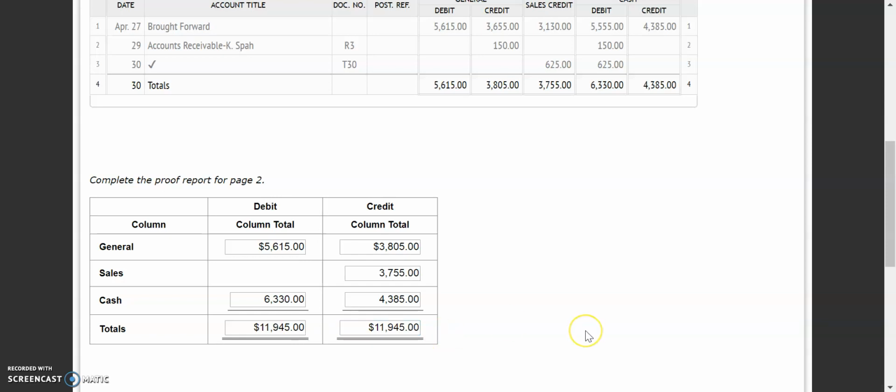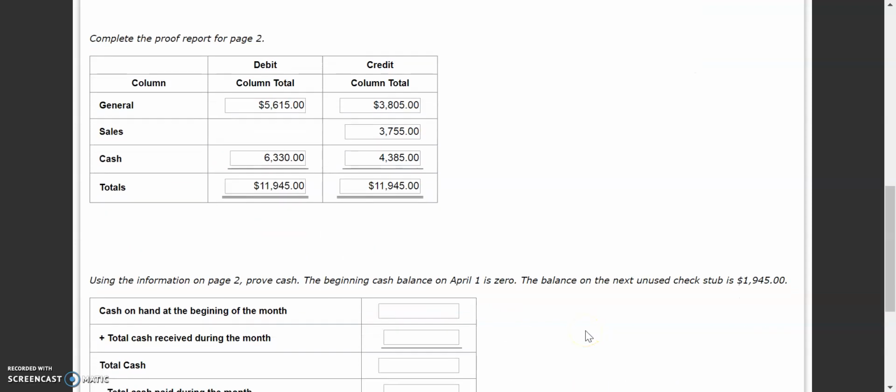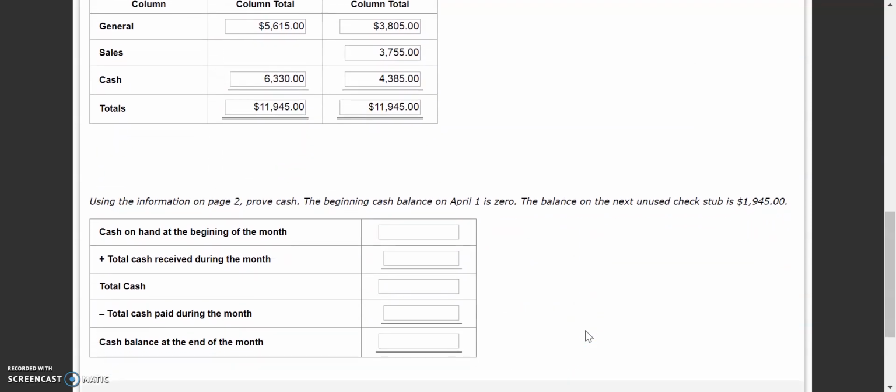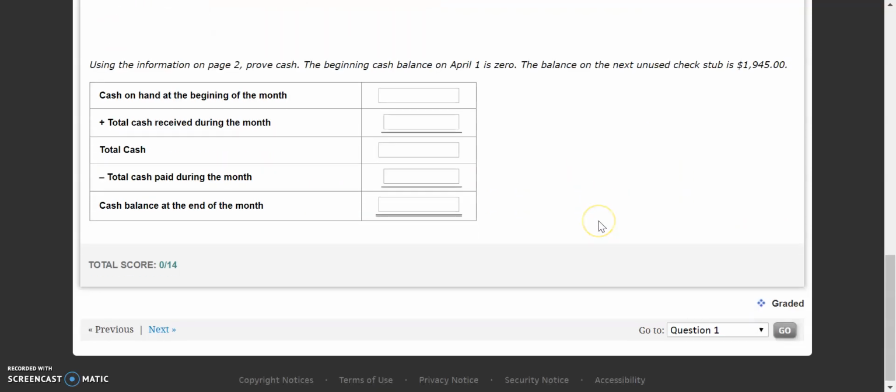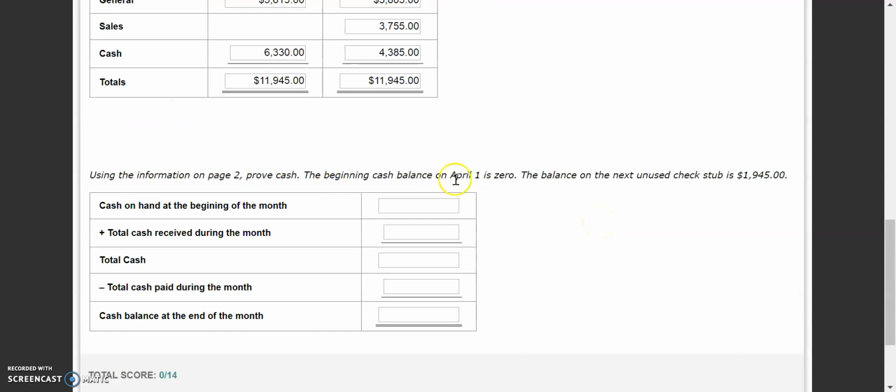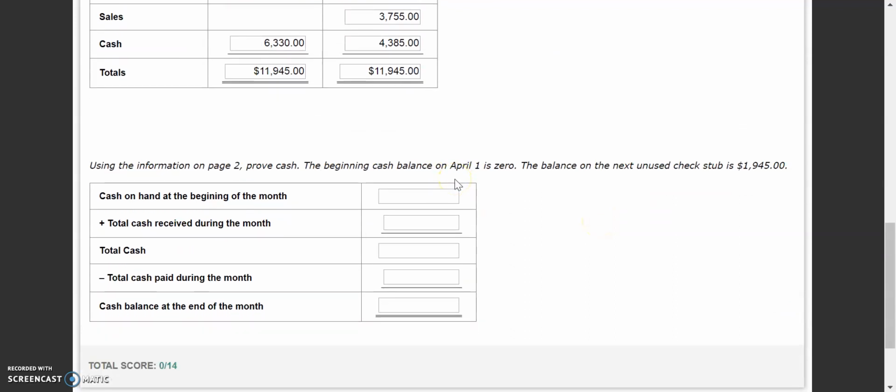And so this is the, oh my goodness, I almost forgot. We better prove cash. Good grief. Okay, better scroll here. Okay, so using the information from page 2, we're going to prove cash. When we prove cash, we just want to make sure that our records are the same as what our next unused check stub says.